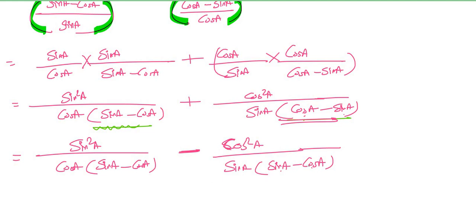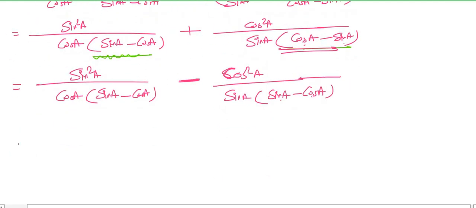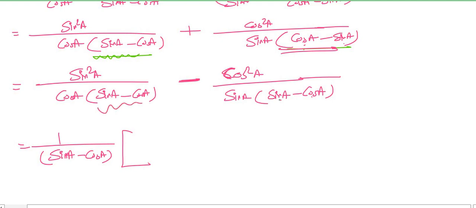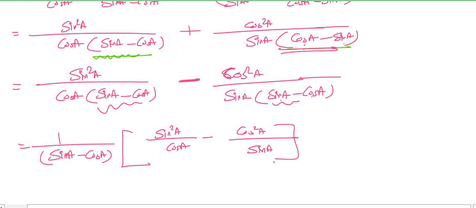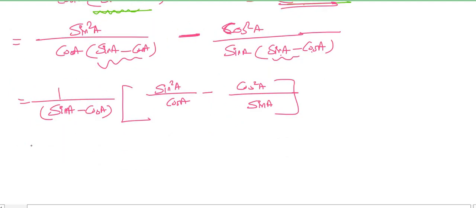Do you think anything is common? Do you feel so? Let us see if anything is common. 1 by sin A minus cos A is common, right? This is common. So what is left is sin square A by cos A plus cos square A by sin A. Now it is similar to previous questions that we have done before, but still try.